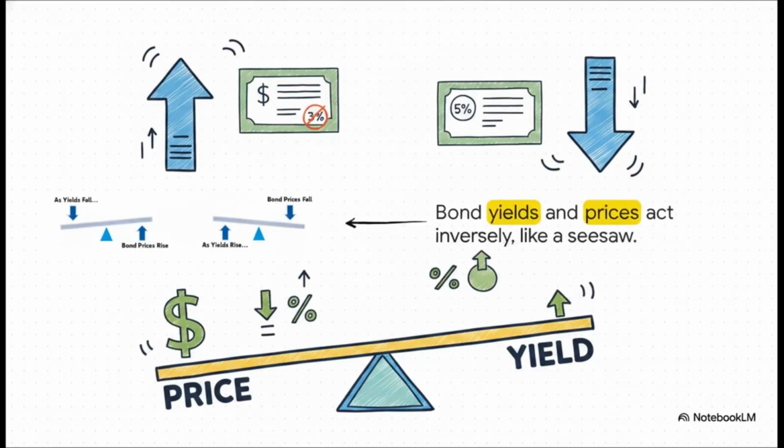If you can just lock this seesaw concept into your brain, you will always, and I mean always, understand bond market movements. Think about it for a second. If you own a bond paying 3% interest and suddenly prevailing market rates shoot up so that brand new bonds are paying 5%, nobody's going to want your 3% bond anymore, right? Not unless you lower its price. So, as the yield goes up on one side, the price absolutely must come down on the other side to balance the whole thing out.